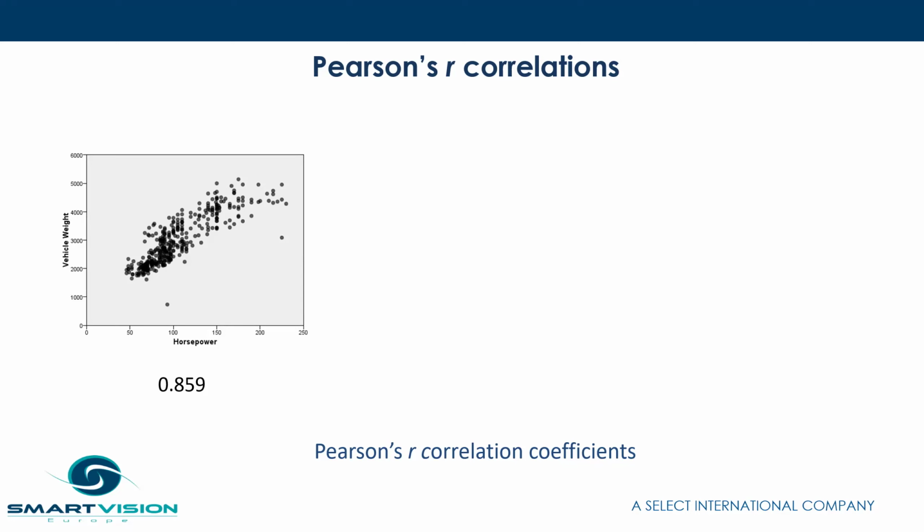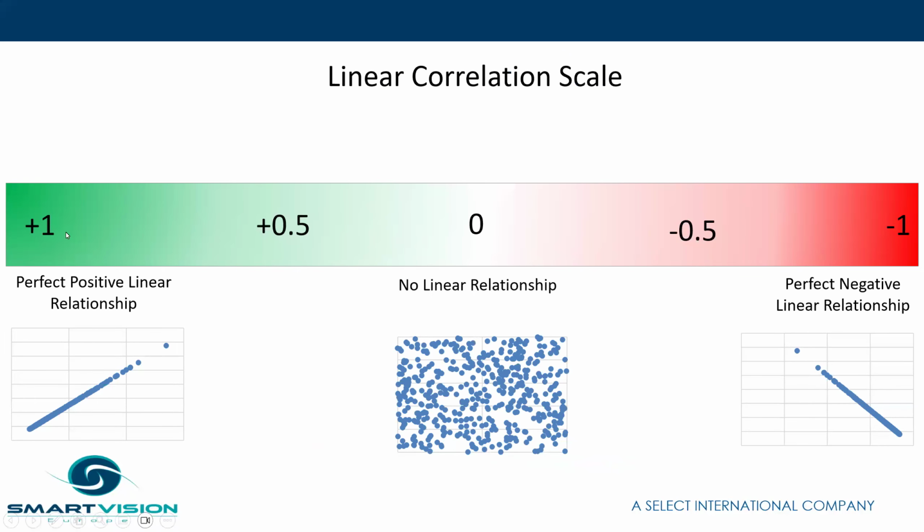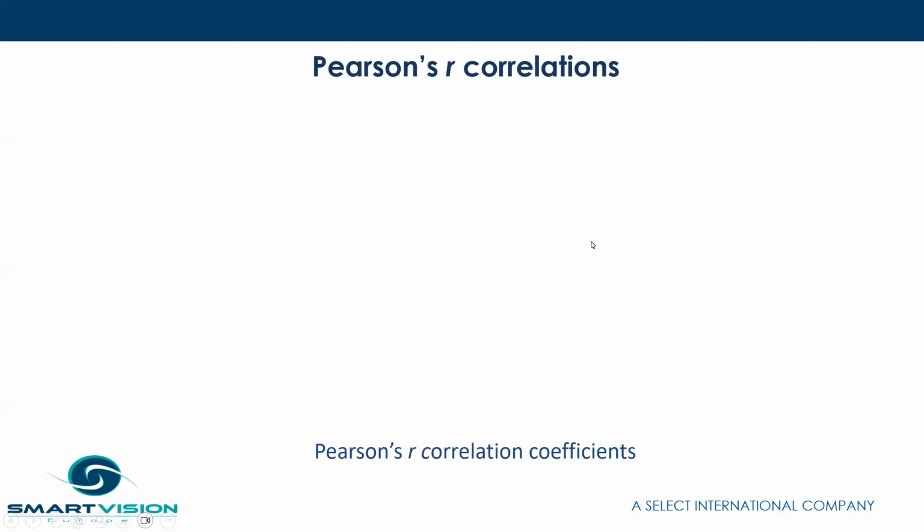So here we have an R value of 0.859. That's quite a strong correlation, isn't it? Because it's quite close, 0.859, 0.86, we're rounding up. It's quite close to a value of 1. It's definitely closer to this side of the distribution than down here.